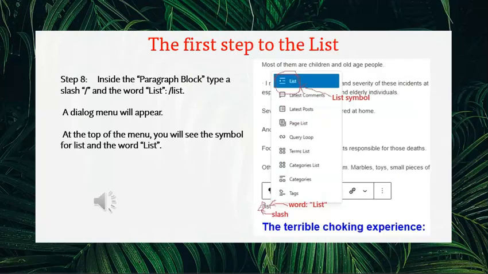The first step to the list. Step 8. Inside the paragraph block, type a slash and the word list. /list. A dialog menu will appear. At the top of the menu, you will see the symbol for list and the word list.